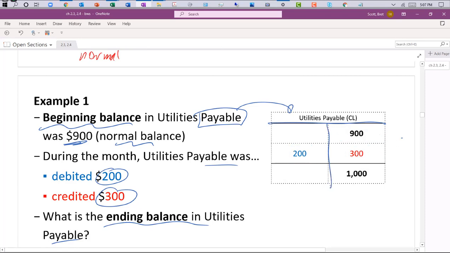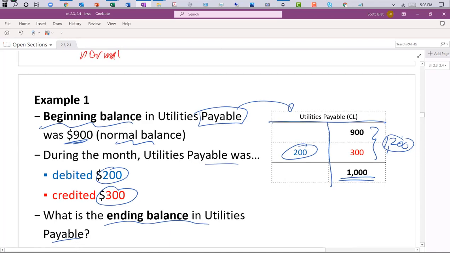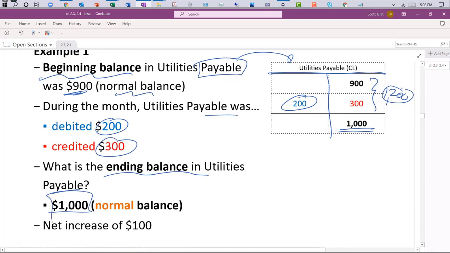On this side, we see that all of our credits sum up to $1,200. All of our debits sum up to $200. When you net the 1,200 with the 200, what do you get? A credit balance of 1,000. What's the ending balance? $1,000. Is that a normal balance or an abnormal balance? It is a normal balance because why?